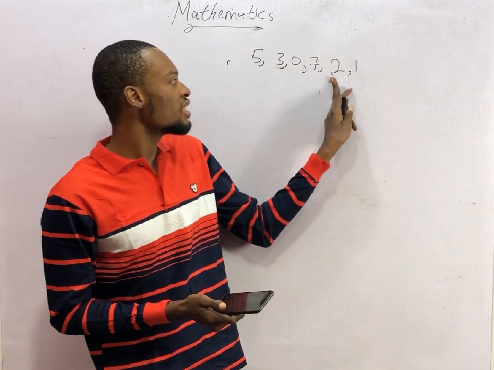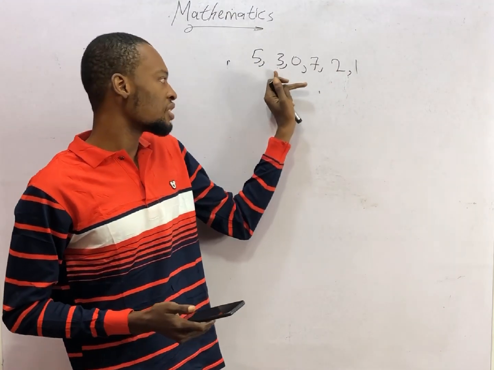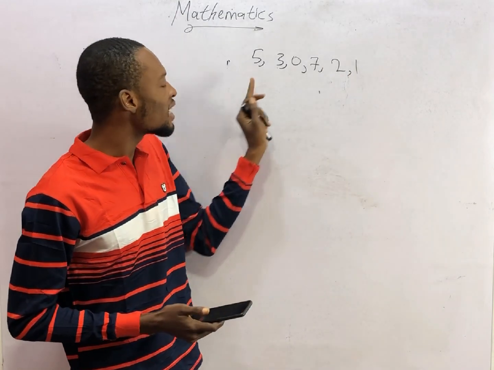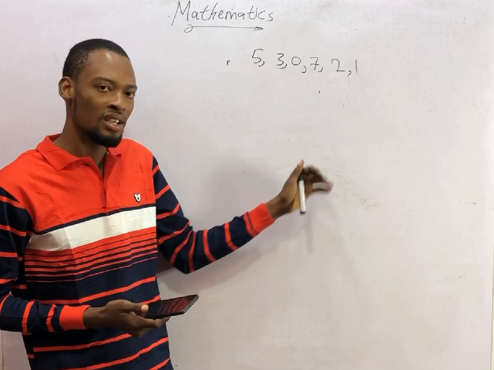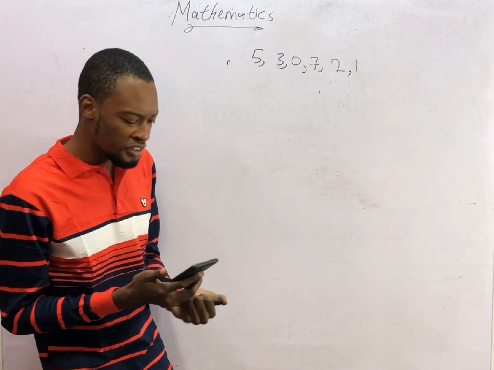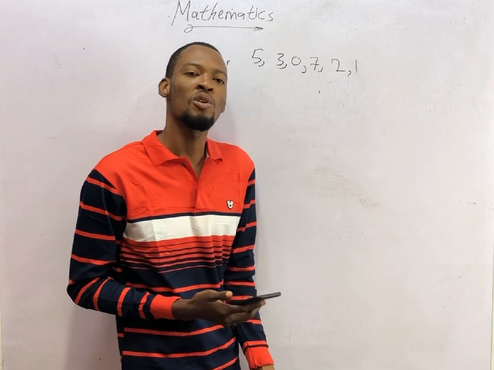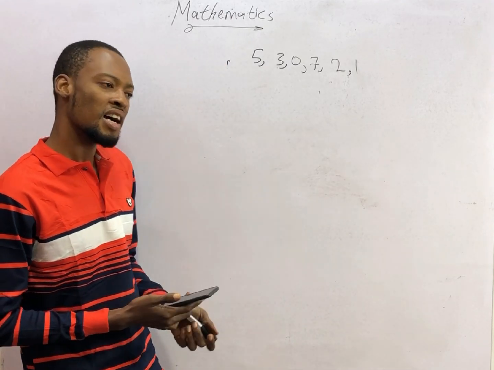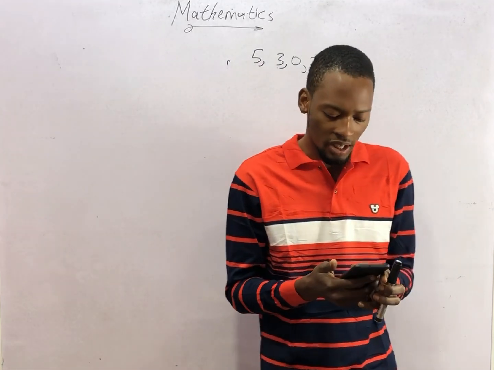If you are asked to calculate the mean of these values, you simply say 5 plus 3 plus 0 plus 7 plus 2 plus 1 divided by 6, because we have 6 numbers here. That is the mean or the average. The mode is simply the number that occurs most, while the median is the middle number after the numbers are arranged in ascending or descending order.